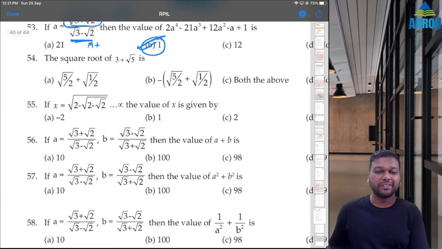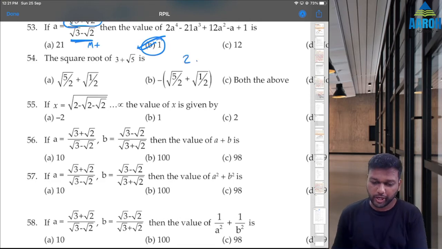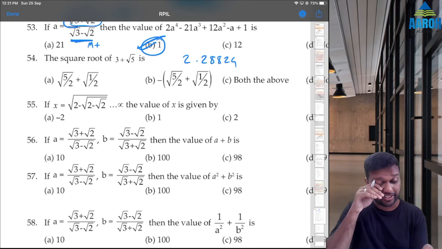Square root of 3 plus root 5 is, this is again a calculator question, 3 plus 5 root, that is 5.23 something. So the square root of that is what? 2.28824. So let's check which option gives us that. 5 by 2 equal to square root. Always you have to press equal to before square root, right? So 5 by 2, then equal to, and then square root, plus.